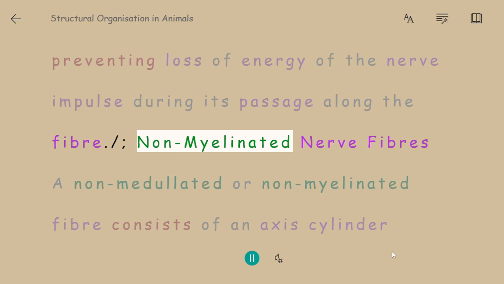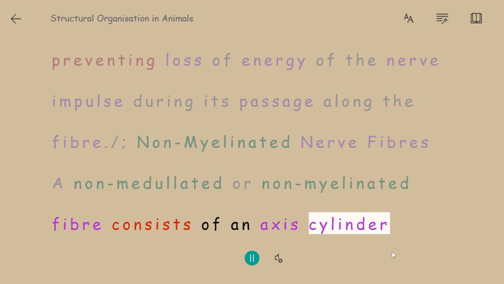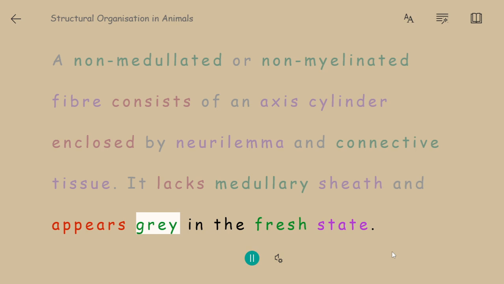B. Non-myelinated nerve fibers. A non-medullated or non-myelinated fiber consists of an axis cylinder enclosed by neurolemma and connective tissue. It lacks medullary sheath and appears gray in the fresh state.